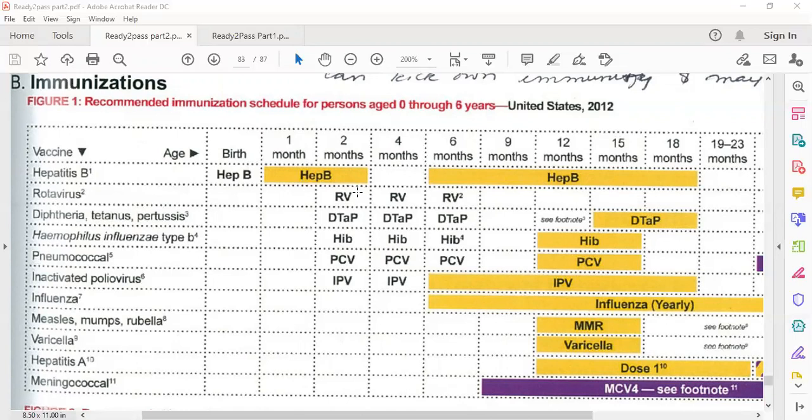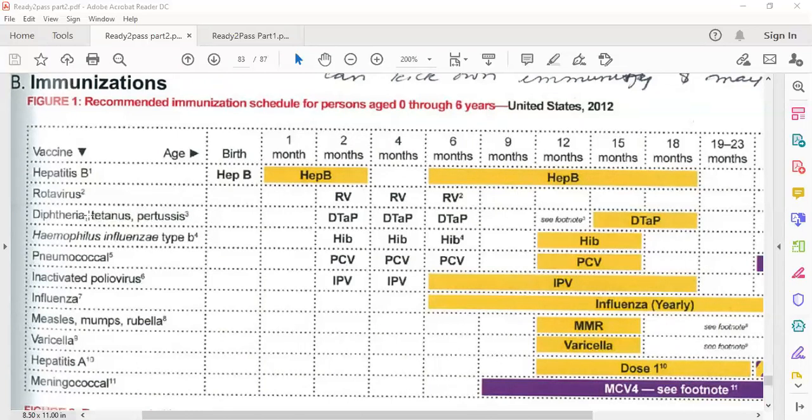The first dose, second dose at 4 months, and third dose at 6 months. So you can see the picture. RV stands for rotavirus: during the 2nd month, during 4 months, during 6 months. Hepatitis B is also given during the 2nd month, right?